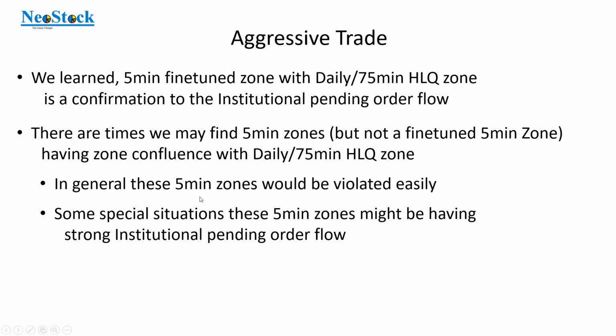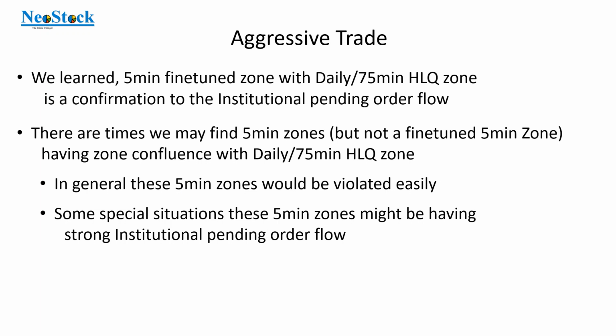But these normal 5-minute zones, not fine-tuned 5-minute zones, but just directly having confluence with your daily zone or 75-minute zone, have a lower success rate. Even then, sometimes they have strong institutional order flow. If we ignore those zones, we will be missing good trade opportunities. Or if you start taking trades in every such zone, you will see more than 80% failure rate.